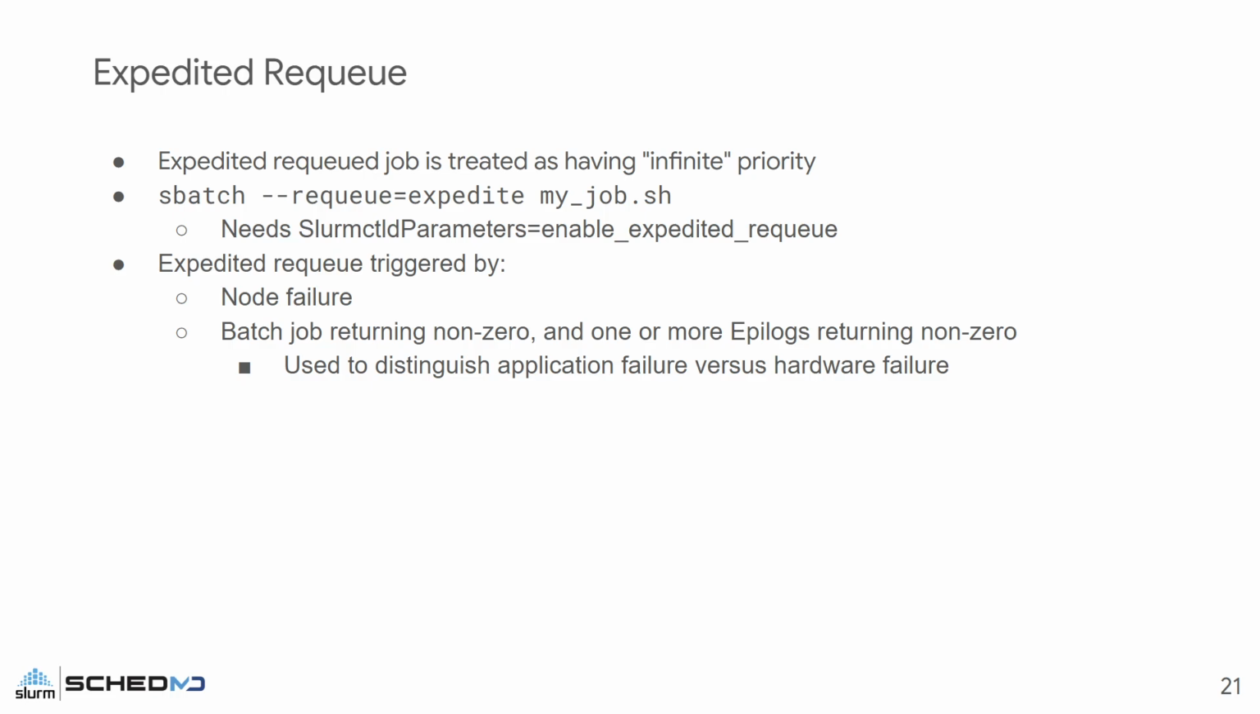So if the batch job returns a failure, but all the epilogues complete successfully, we're assuming that it's an application failure. If the batch job returns a failure and one or more of the epilogues fail, though, we're treating that as a lurking hardware failure that wasn't caught during the runtime of the application, but that does mean that we want to requeue and relaunch this automatically, and then kick off this expedited requeue behavior on the cluster.